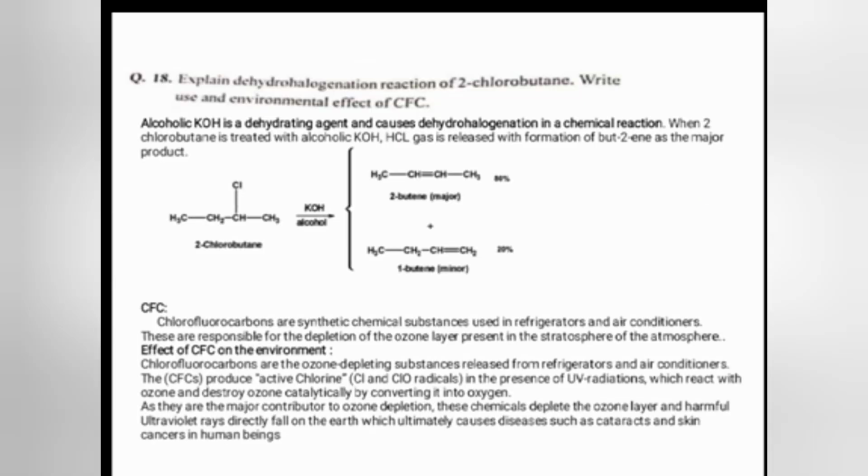Explain the dehydrohalogenation of 2-chlorobutane. This is an example of β-elimination. The double bond should be at the center, and the more substituted alkene is the major product. So 2-butene, the more substituted alkene, is the major product, and the less substituted one is the minor product, because the symmetrical alkene is the major product in β-elimination.